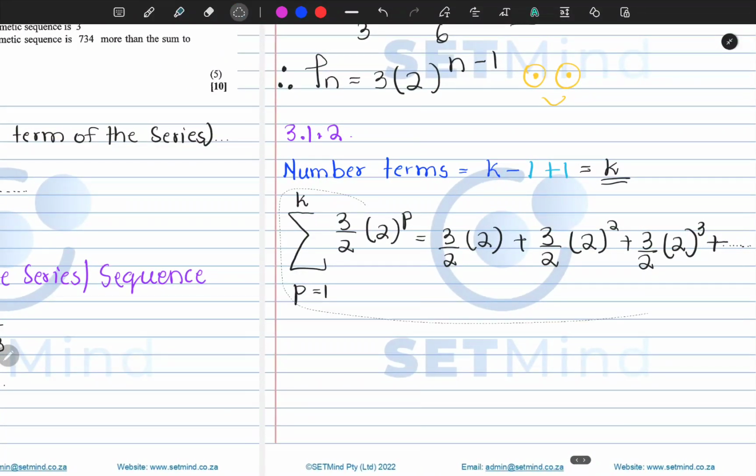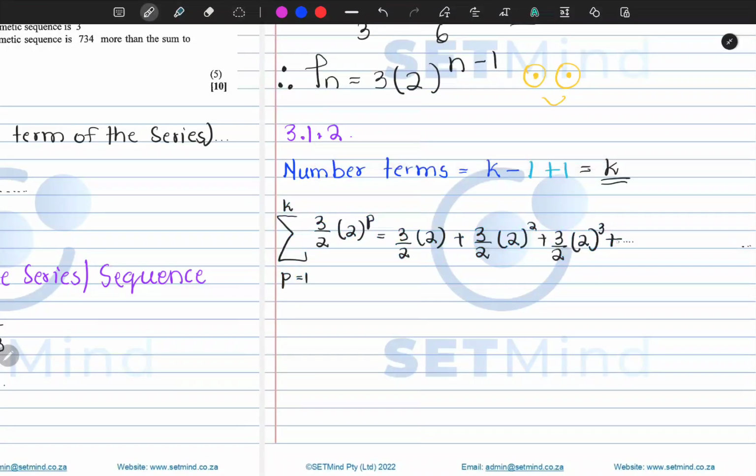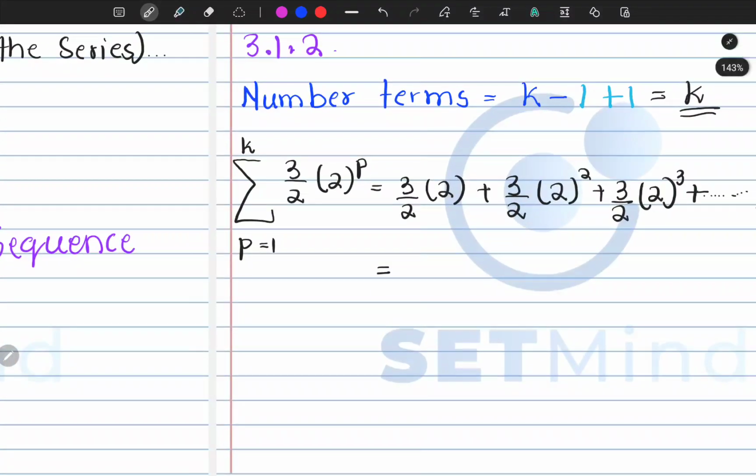So let me make some space and we quickly write that. So this summation, or this sum, will carry on until we reach the last term, which will be 3 over 2, 2 to the power of k, like that. But what we need to see is that when you quickly do the multiplication here and here, you'll have cancellation. So you'll have a 3 plus.